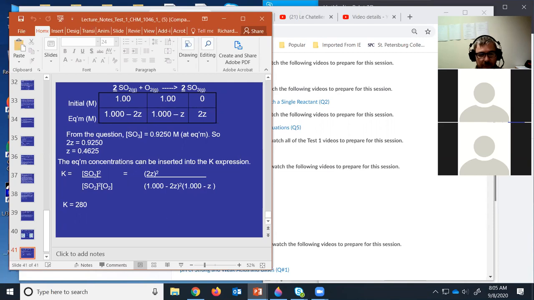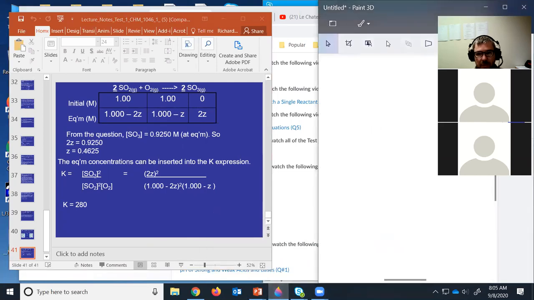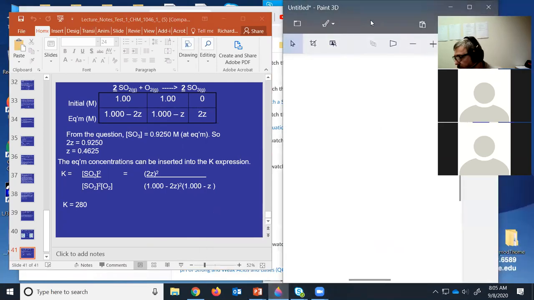Does anybody have any questions so far about where I'm getting any of this stuff from? I haven't explained the significant figures yet, but I'll get to that in a second. Anybody got any questions?